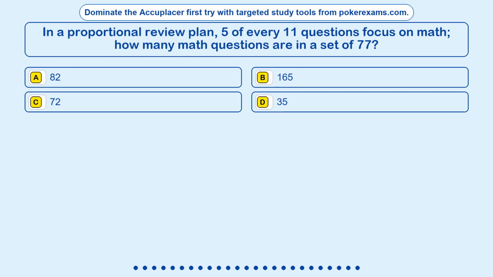Question 5. In a proportional review plan, 5 of every 11 questions focus on math. How many math questions are in a set of 77? Option A, 82. Option B, 165. Option C, 72. Option D, 35.